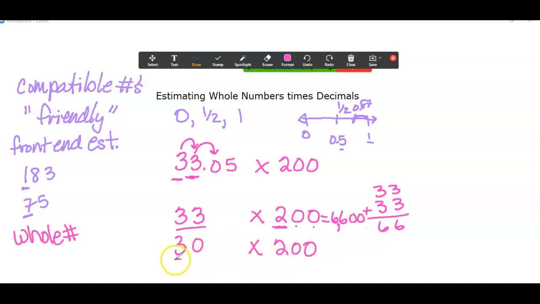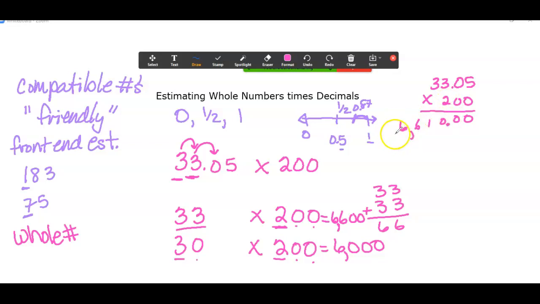Over here, I do the fact. So 3 times 2 is 6, and I have 1, 2, 3 zeros left over. Okay, so both of these are pretty close together. If I were to do the actual answer, let me do that real quick. Place down my zeros, that would be a 10, a 6, a 6. So my actual answer is 6,610.